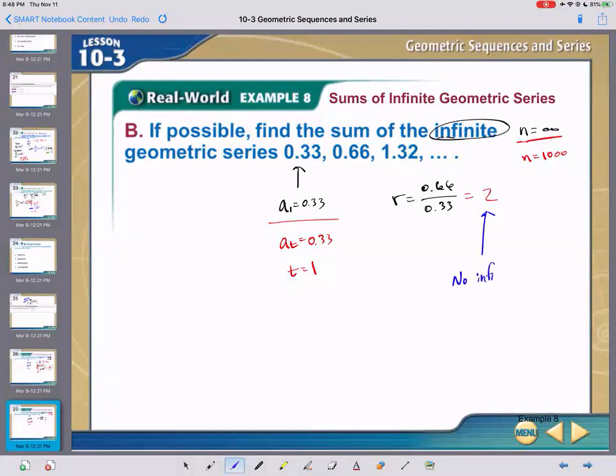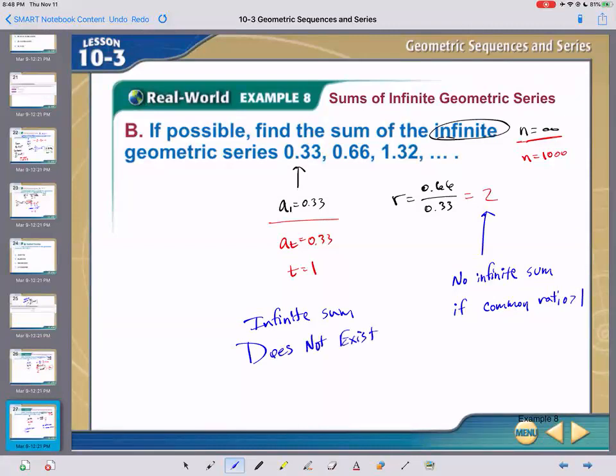No infinite sum if the common ratio, I should say not the rate, the common ratio, is greater than 1. Ratio, not ration. Common ratio greater than 1. So it does not exist. Infinite sum does not exist. And that's because the ratio is greater than 1.